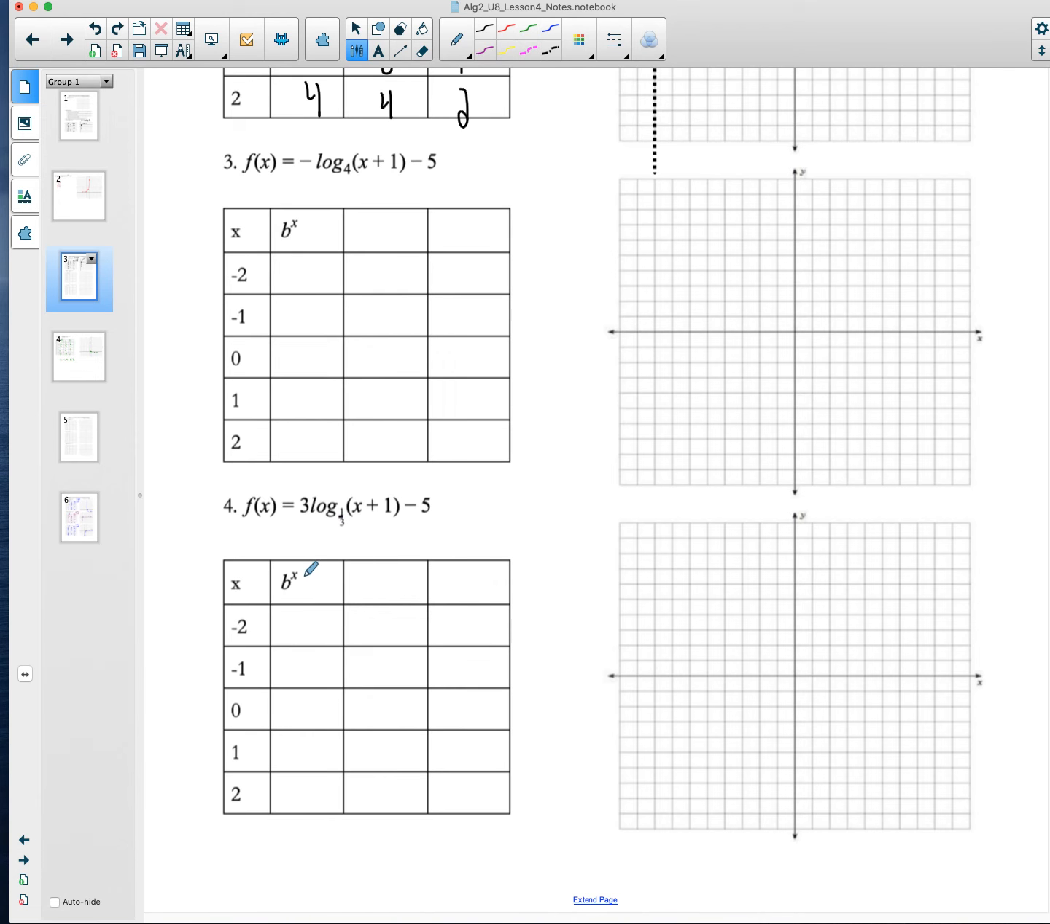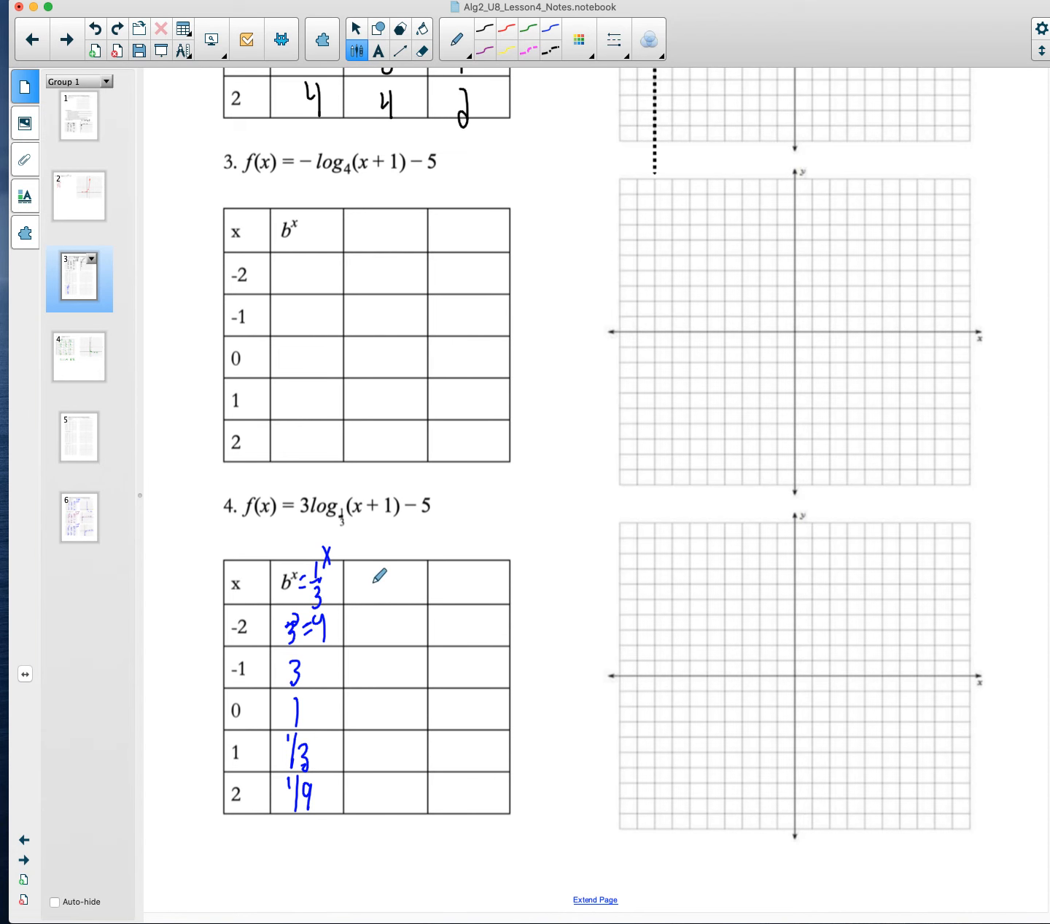Our base is 1/3. So we want to think about the exponential of 1/3 to the x. Now, once again, if I work backwards here, 1/3 to the first power is 1/3. 1/3 to the 0 power is 1. -1 is the reciprocal power, so that's going to be 3. And then 1/3 to the -2 is going to make the reciprocal of that, 3 squared, which is really just 9. Okay, so that's 9. And then this would be 1/9 right here.